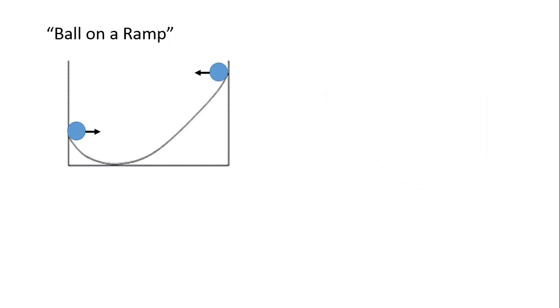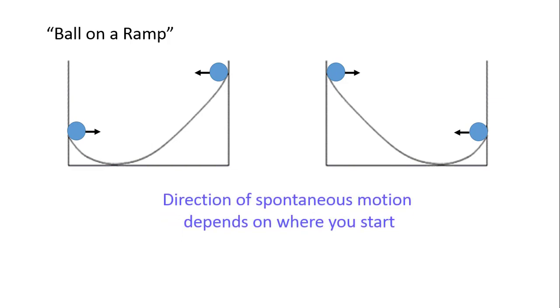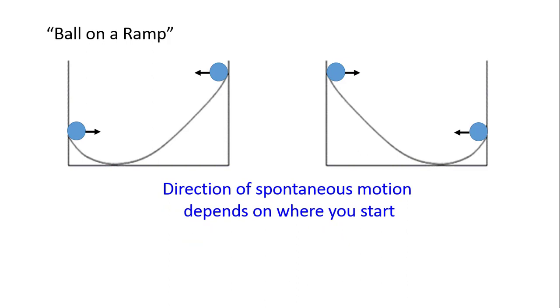Let's do this again, but now we'll move the location of the bottom of the ramp. Again, if we place the ball at the left edge, it will roll spontaneously downhill to the right. Whereas if we place it at the right edge, it will not spontaneously roll to the right, it will roll to the left. So we realize that the direction of spontaneous motion, left or right, depends on where we start.